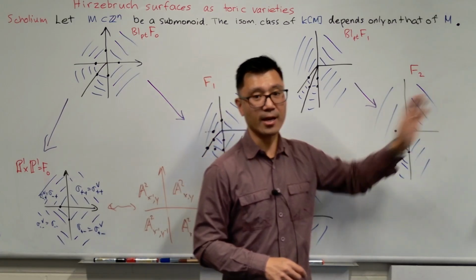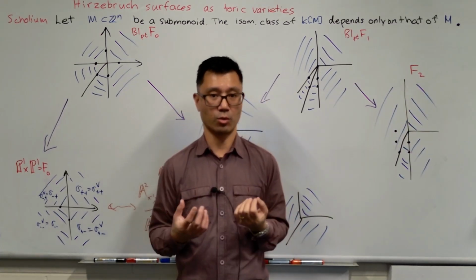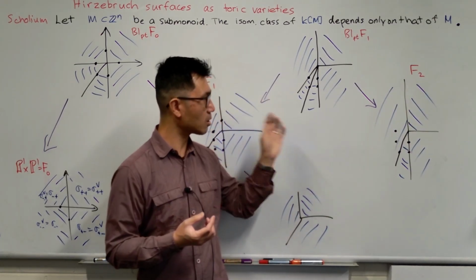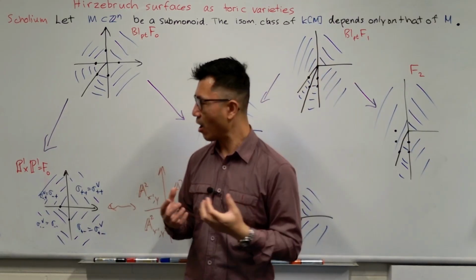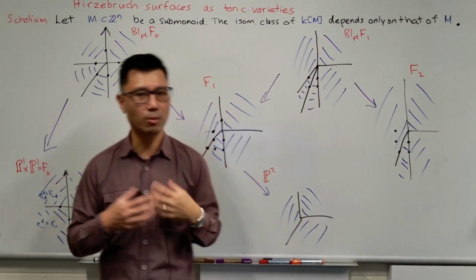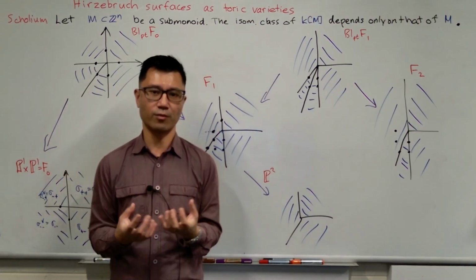And if you look at that, that's for the nth surface, and you get it by this procedure of blowing up and blowing down. And that's how you can study these Hirzebruch surfaces from the point of view of toric geometry.